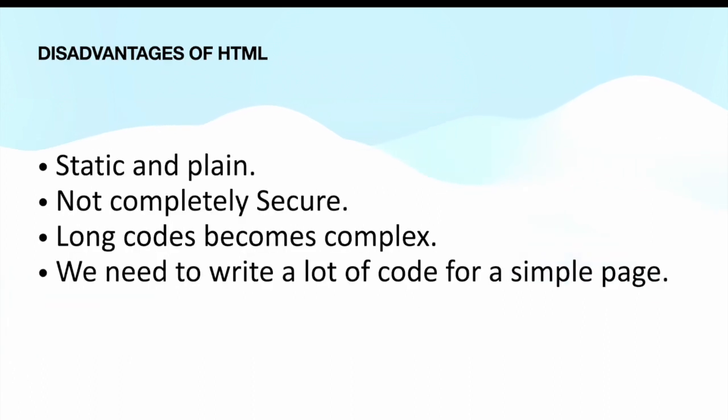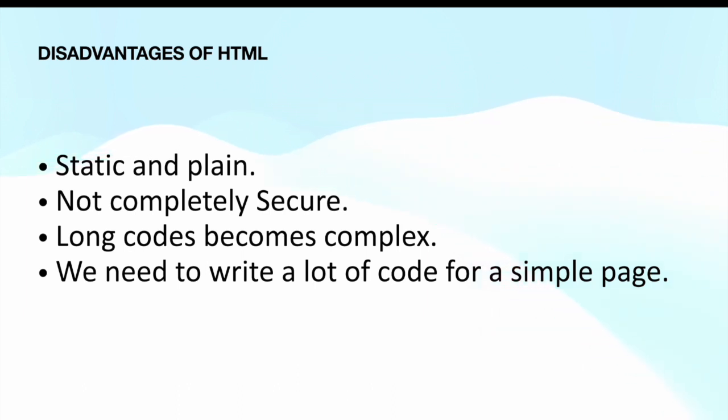So coming to the disadvantages of HTML. HTML is static and plain. What do you mean by static and plain? Static and plain means that you cannot put any dynamic edits in your web page. Sometimes you can see in web pages those running commentaries or those advertisements which come in. You cannot do that using HTML, but you can do it by using another extension called CSS, that is Cascading Style Sheets, which we'll be learning further in the program.